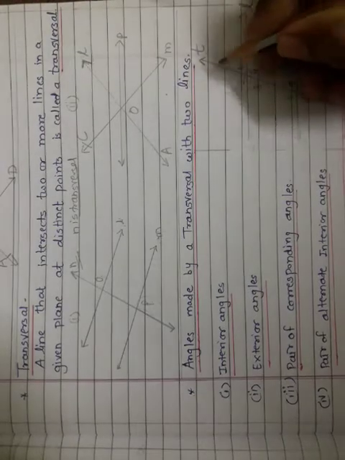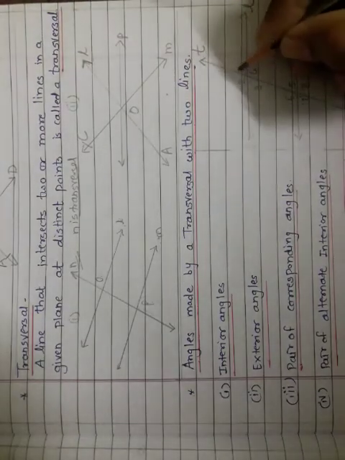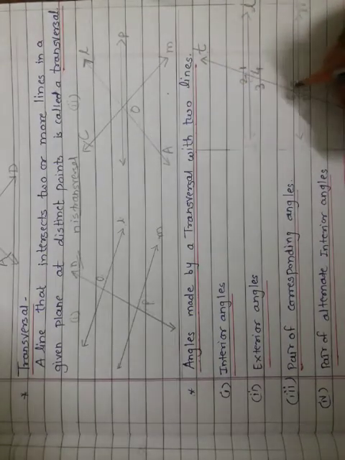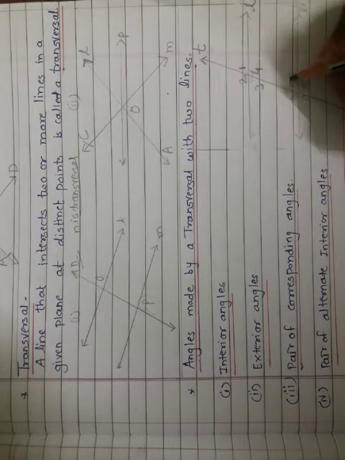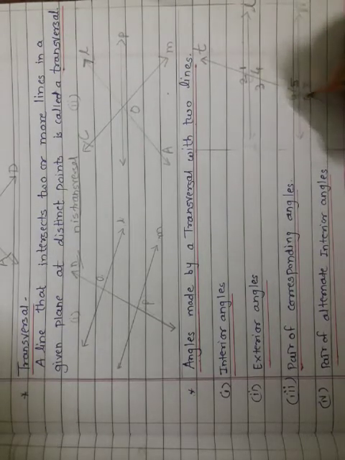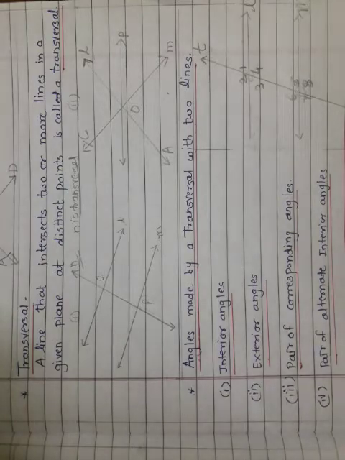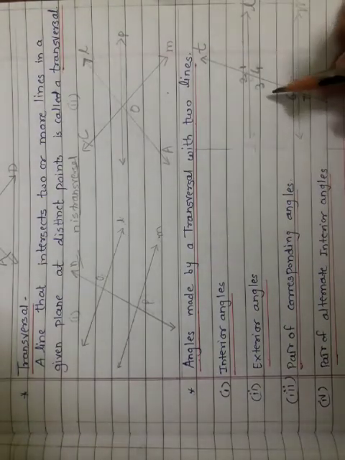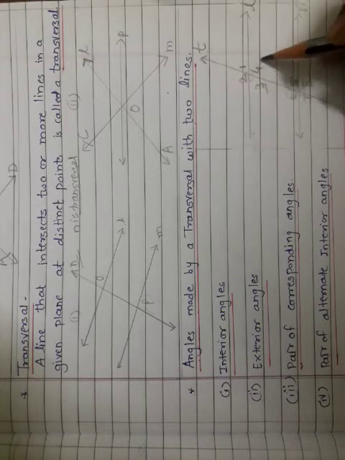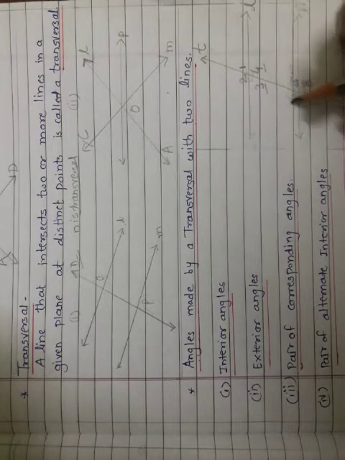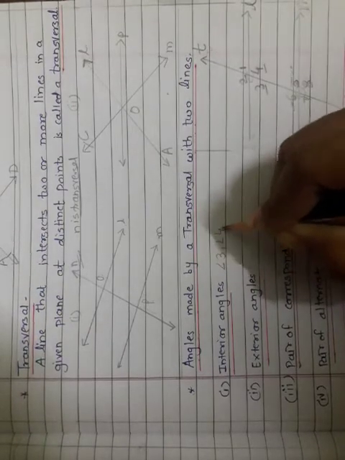Okay, so the angles made by this transversal are angle 1, 2, 3, 4, and on this side below, 5, 6, 7, 8. There are a total of 8 angles made by this transversal. So we will see which angles they are. First is interior angles. So which ones are the interior angles? Angle 3, angle 4, angle 5, and angle 6. They are the interior angles.